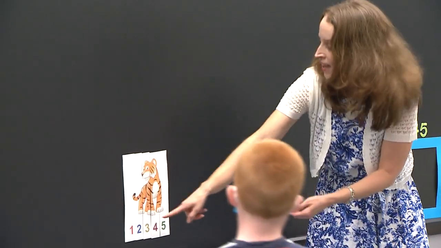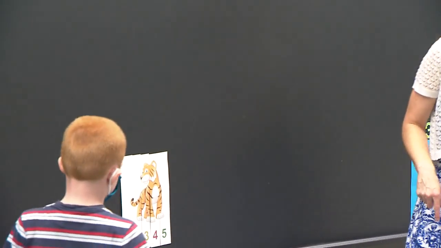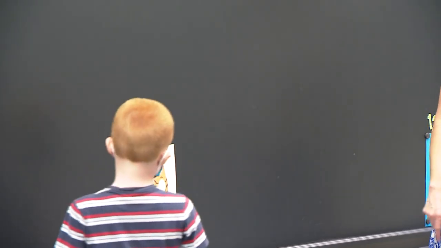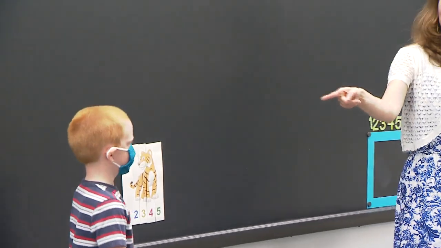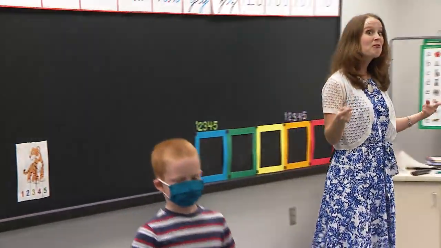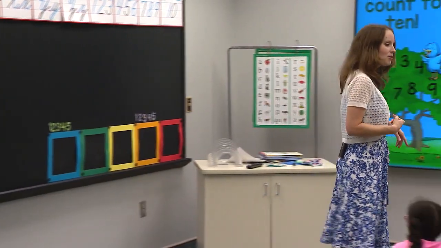Tiger. It was a tiger. And Titus, could you count our numbers for us? Let's see if you did a good job. 1, 2, 3, 4, 5. Absolutely perfect. Good job, Titus, and students watching. I hope that you knew how to get those numbers in the correct order.